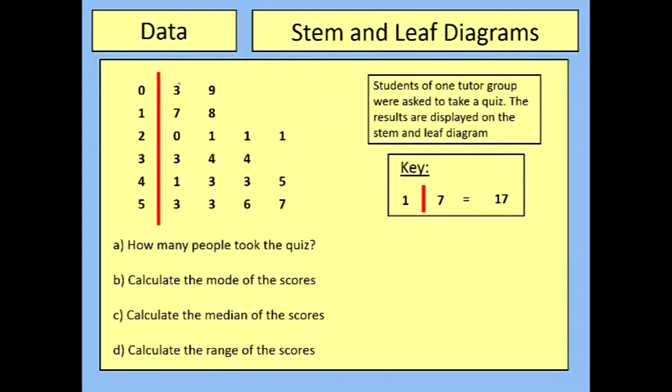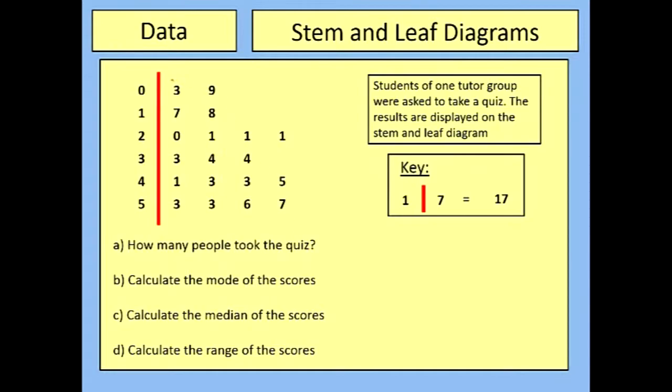So the first score here, this 3 represents the score of 3 because it's 0 tens and 3, and then this one represents 9, this one not 7 but 17, 18 and so on, and the highest score looks like 57. So first of all we're asked how many people took the quiz.